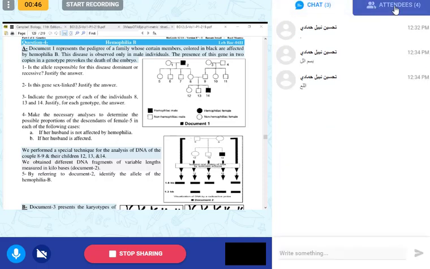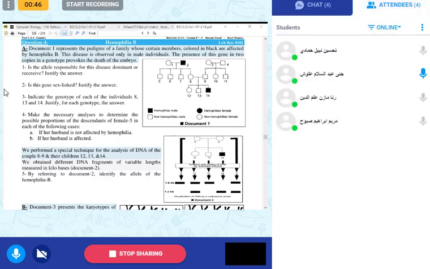Document 1 represents the pedigree of a family whose certain members, colored in black, are affected by hemophilia B. This disease is observed only in male individuals. The presence of this gene in 2 copies in a genotype provokes the death of the embryo. So let's see what information we have first in the given.